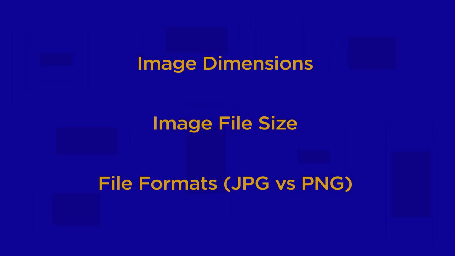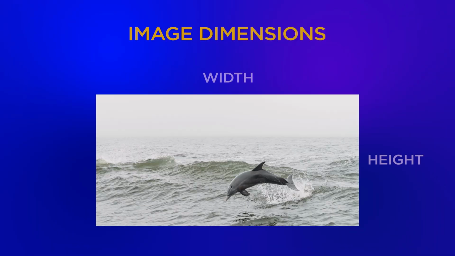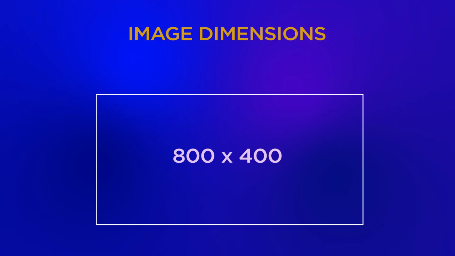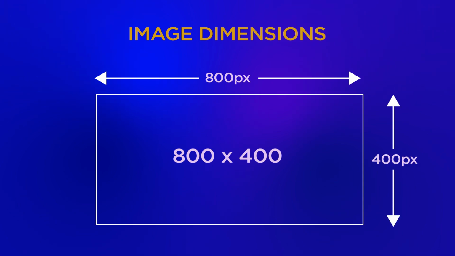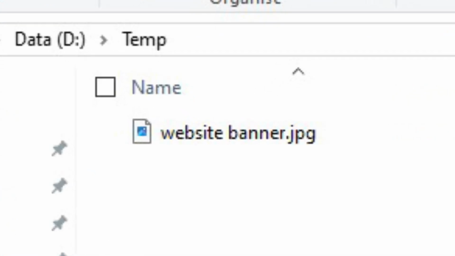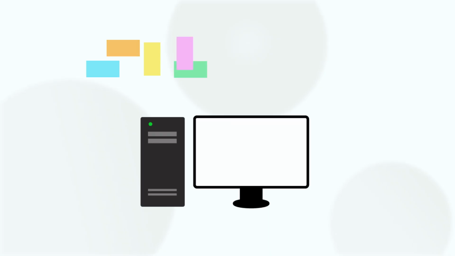So a little background. Image dimensions refers to the width and height of an image in pixels. A pixel is an individual dot of color on the screen. Dimensions 800 times 400 means the image is 800 pixels wide and 400 pixels high. Image file size is the amount of disk space that an image uses up. Smaller images use less disk space and download faster.